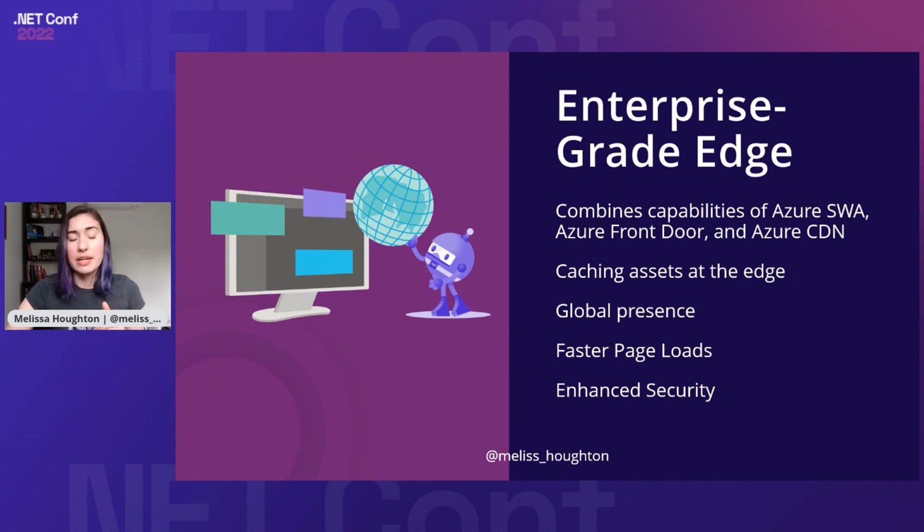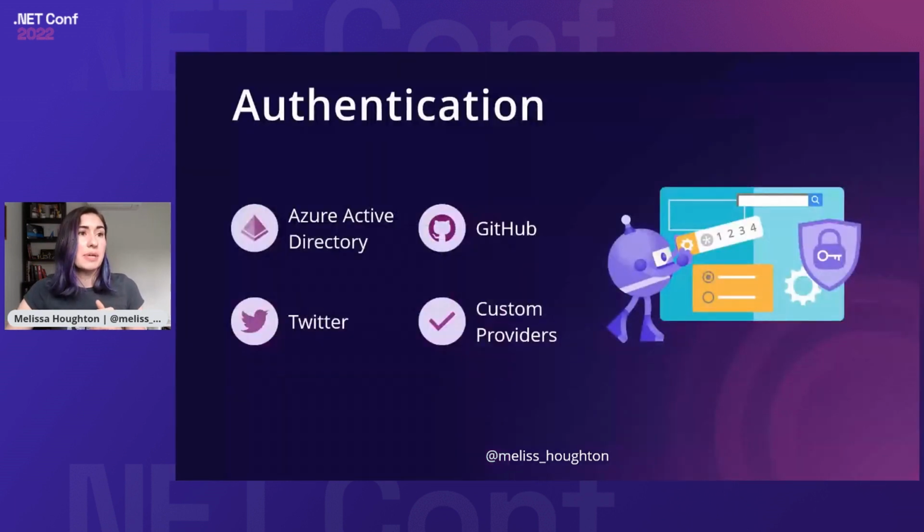Another thing that's really great with Azure Static Web Apps that I mentioned before is the authentication. So there is built-in authentication for Azure Active Directory, GitHub, and Twitter. And there's also an option to add in custom authentication providers. So the custom provider is only available on the standard plan, but it's nice that even on the free plan, we have authentication set up and ready for us as well.